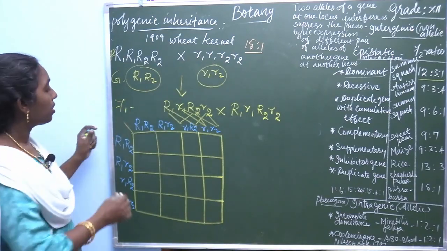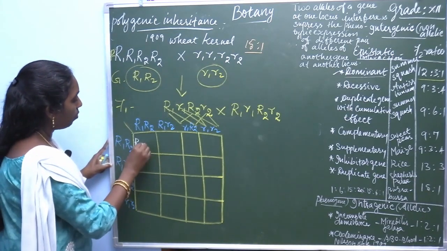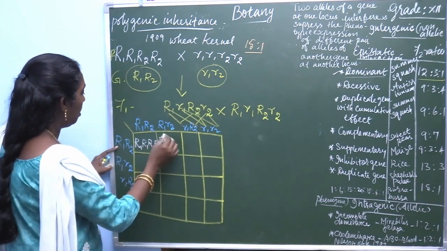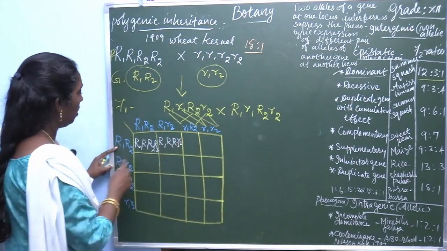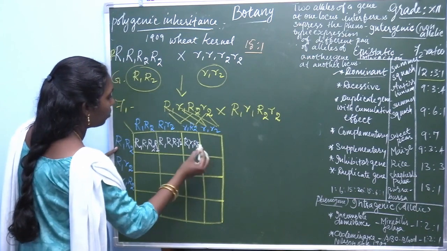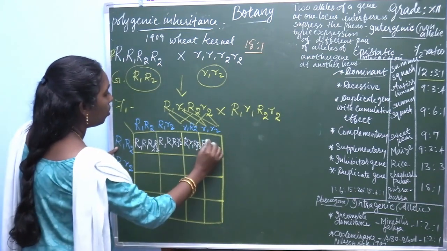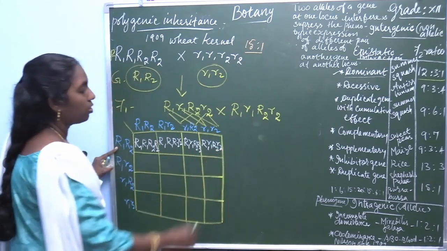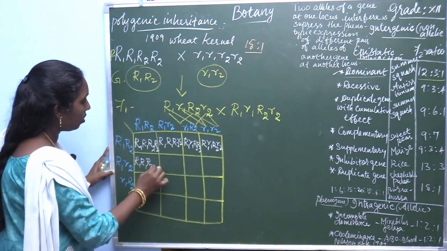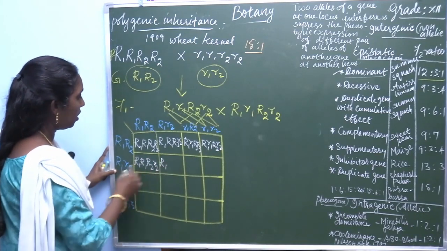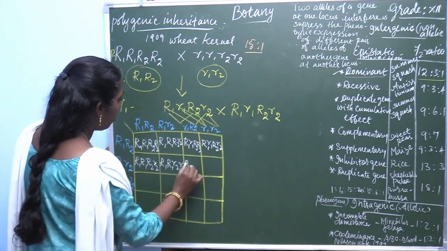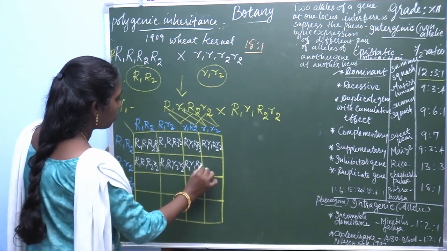The combinations are in the ratio 15:1. So, capital R1 R1 R2 R2. Here R1 R1 R2 R2. Here caps R1, small r1, caps R2 R2. Here caps R1, small r1, caps R2, small r2. Here caps R1 R1, caps R2, small r2. Here caps R1 R1, small r2 small r2. Caps R1, small r1, caps R2, small r2.